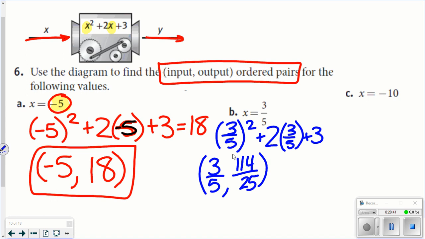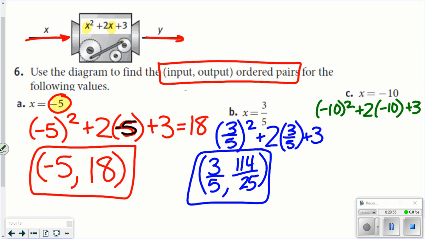Then let's do the same thing for negative 10. So negative 10 squared plus 2 times negative 10 plus 3. You're going to plug that in, and then we're going to write it as input, comma, output. And I got 83.